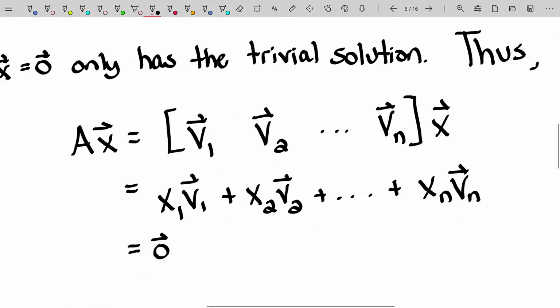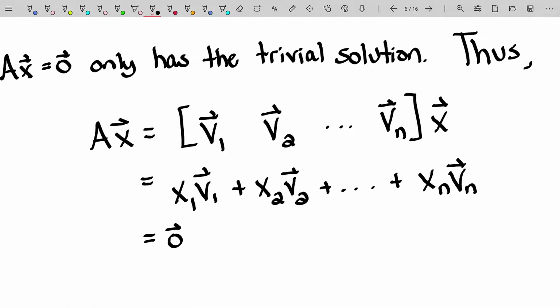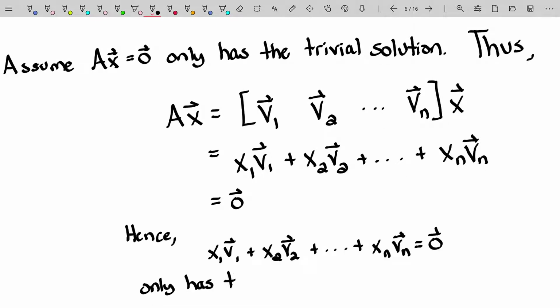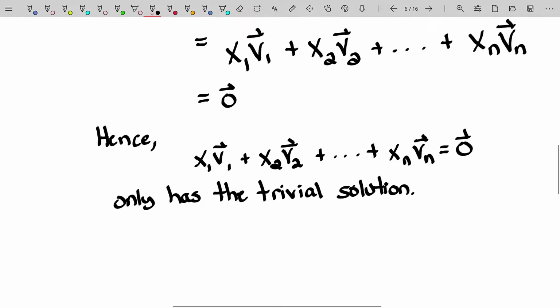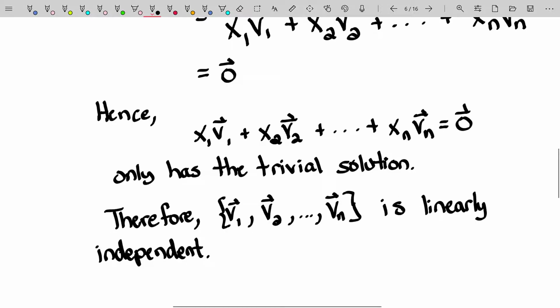And if we set that equal to 0, we have been told the only solution to that equation will be the trivial solution. Thus, Ax equaling 0 only having the trivial solution implies that the vector equation x sub 1 v sub 1 plus x sub 2 v sub 2 all the way to the end, x sub n v sub n, equaling 0 only has a trivial solution, and by definition that means those vectors v1 through vn are linearly independent. And I want to talk about the language right here.